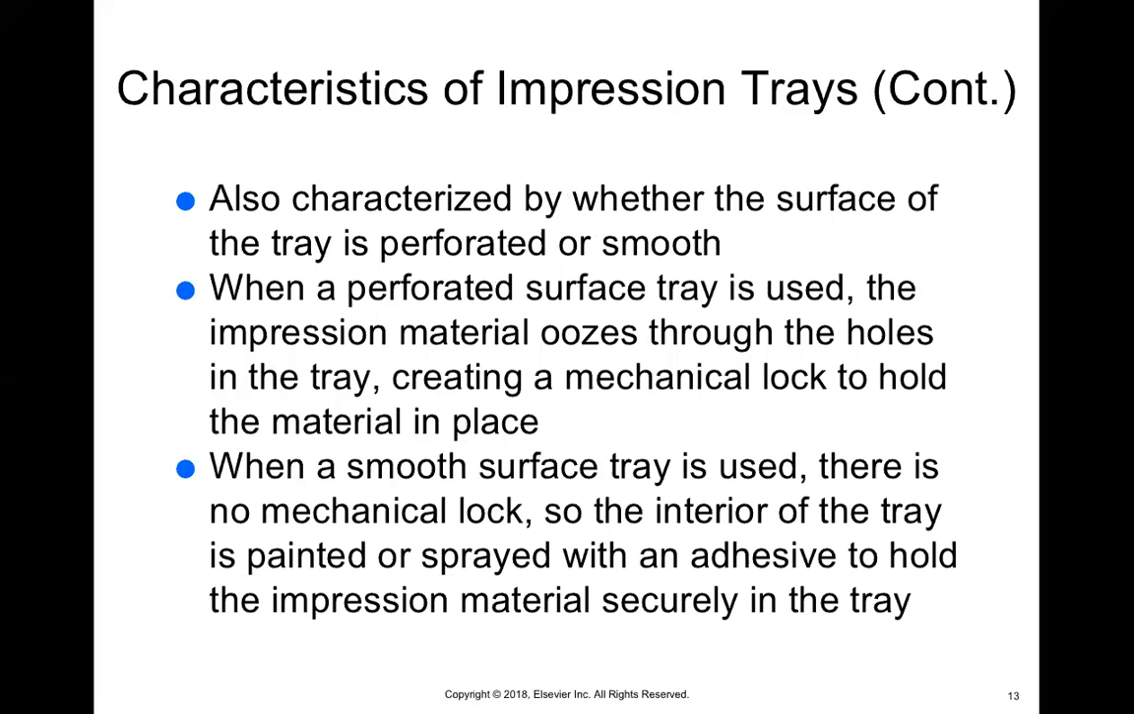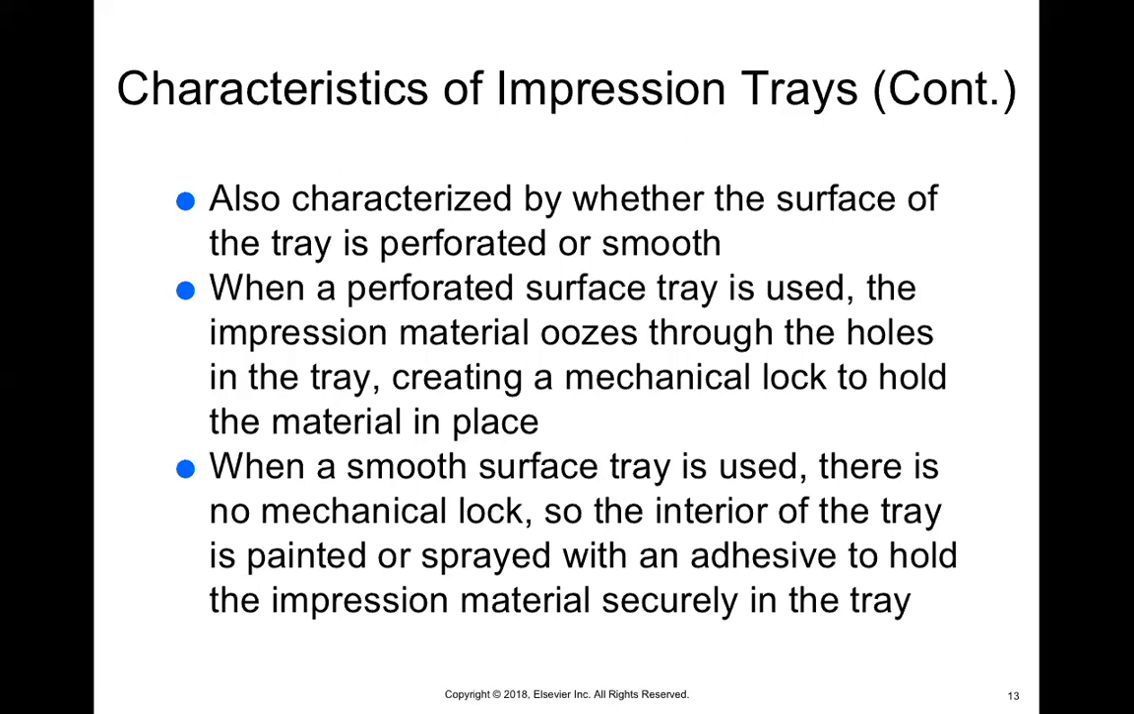Some of the impression trays have perforations or holes in them. The purpose of the holes is so that the material can ooze into those holes and become locked into place, so that when you remove the tray from the patient's mouth, the alginate impression won't fall out of the tray.